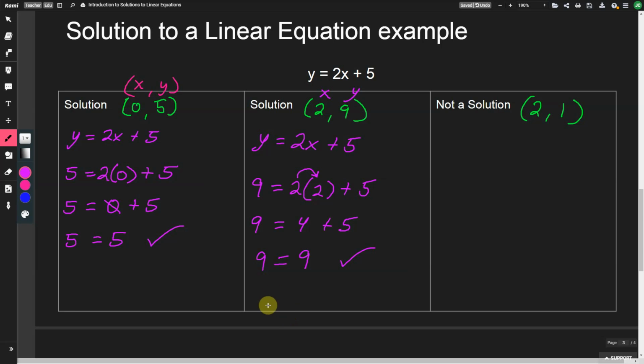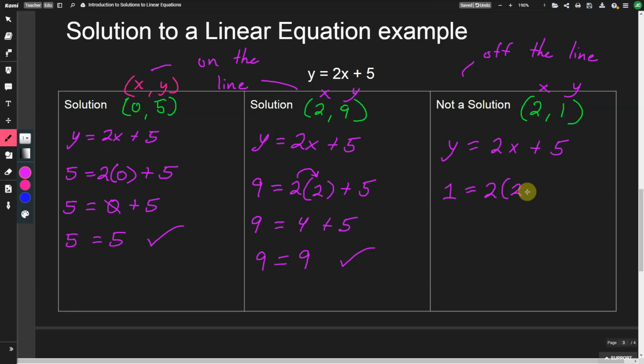Okay, last one. And remember, before we do that, these 2 points were on the line. This one is off the line. Okay, but same thing. Here we go. y equals 2x plus 5. This is my x, this is my y. We're going to have, instead of y, I'm going to put 1 is equal to 2 times 2 plus 5. Keep going. 2 times 2 again is 4, plus 5.